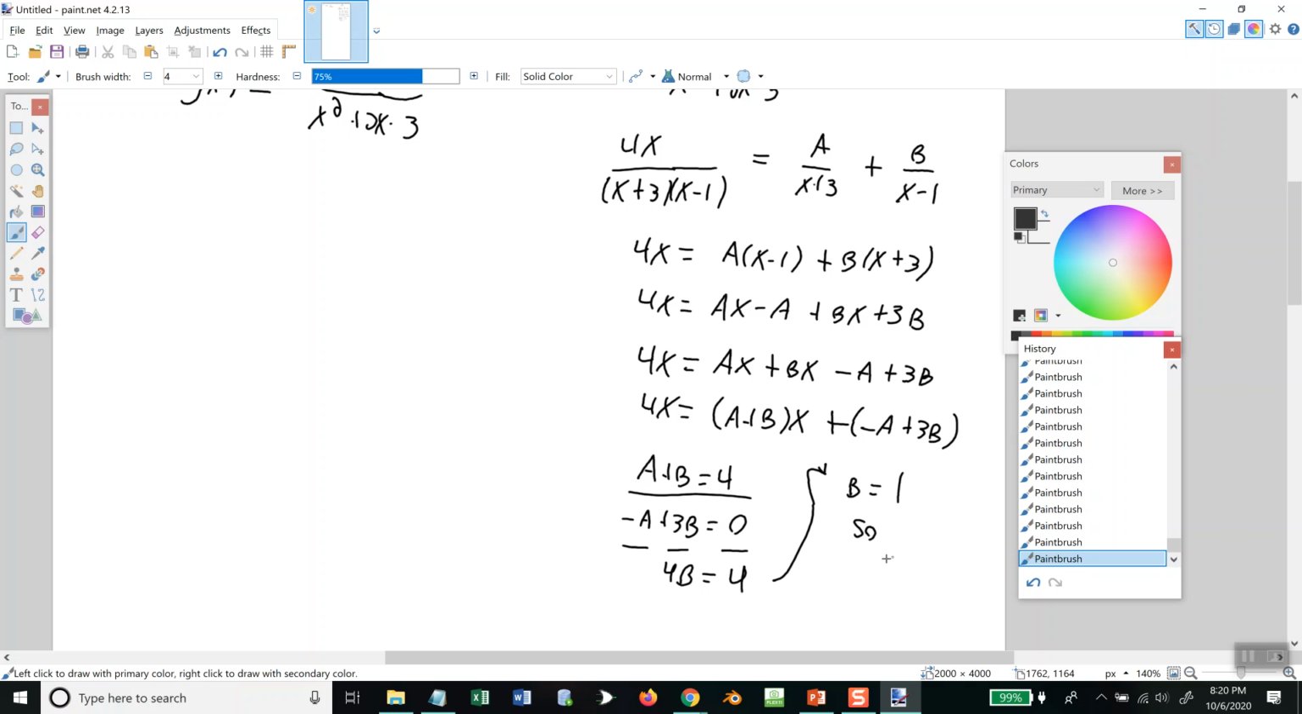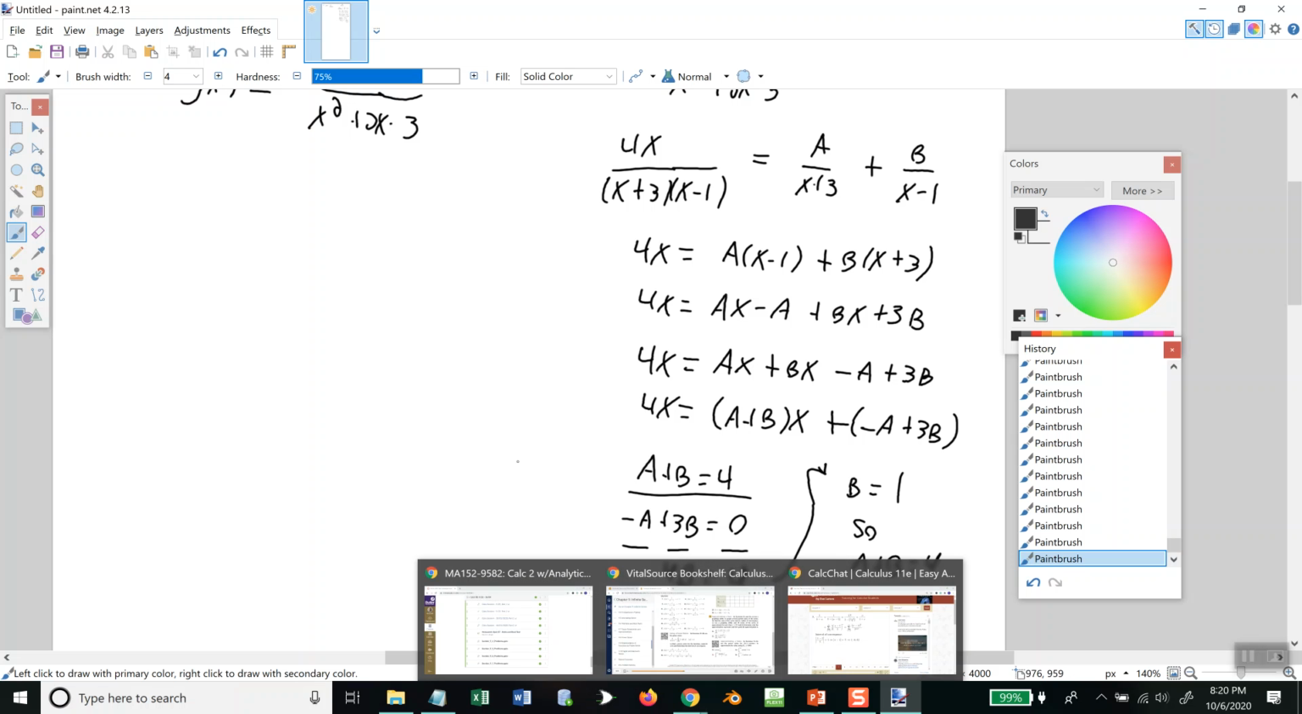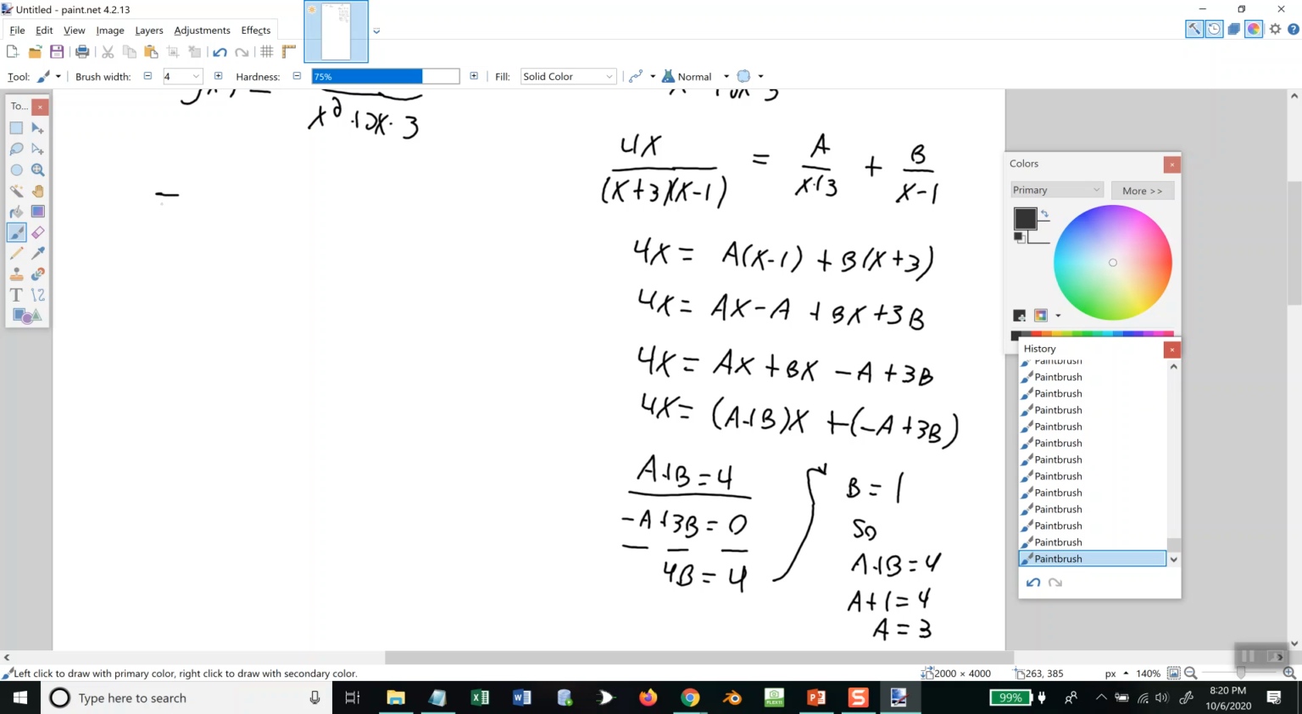And if we plug it back into here, a plus b is equal to 4. That gives us a plus 1 is equal to 4, or a is equal to 3. Which means our function we can rewrite as 3 over x plus 3, and b is 1 over x minus 1.